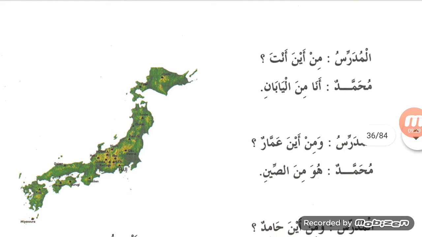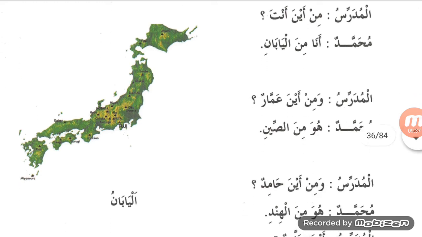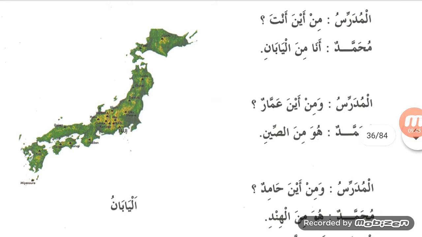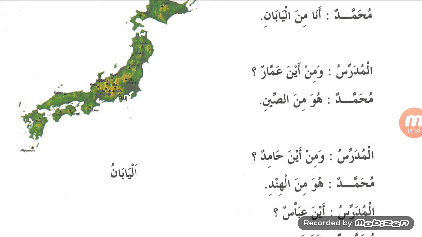Okay, let's have a look at the conversation below. Al-mudarrisu, the teacher: Min ayna anta, where are you from? Muhammad: Ana min al-Yaban, I am from Japan. So min, from, ayna, where, anta, you. Ana, I. Ana is a dhamir used for first person, both masculine and feminine. Ana min al-Yaban. I am from Japan.